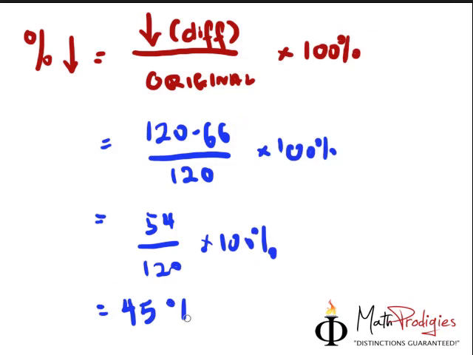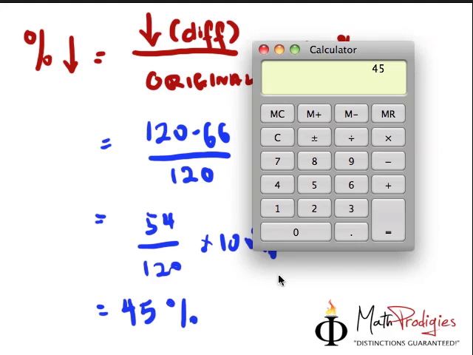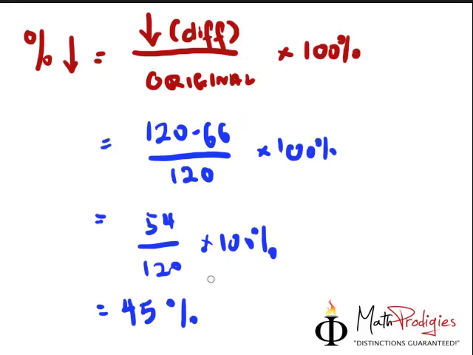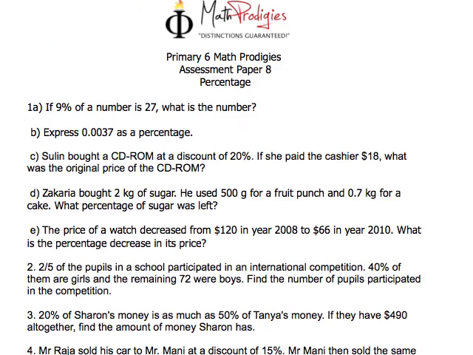So let's check again. 120 minus 66, does that give you 54? I think I'm right. Yes, correct. So therefore the answer is 45%. And basically we've done 1A to E within like a few minutes. So that is all there is to it.